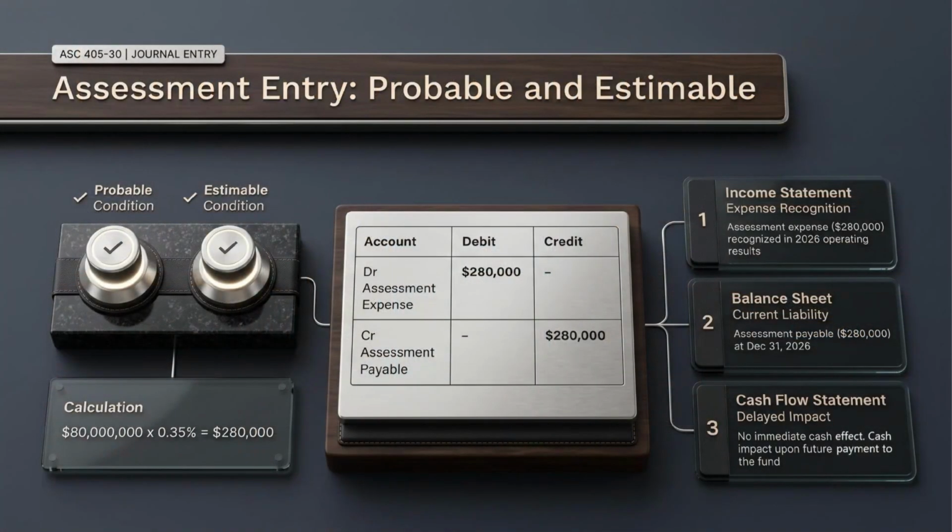The calculation is $80 million multiplied by 0.35%, which equals $280,000. The journal entry is debit assessment expense for $280,000 and credit assessment payable for $280,000. The income statement recognizes the assessment expense in 2026. The balance sheet presents the assessment payable as a liability at year end. There is no cash flow effect on the accrual date. Cash changes later when the assessment is paid to the fund.